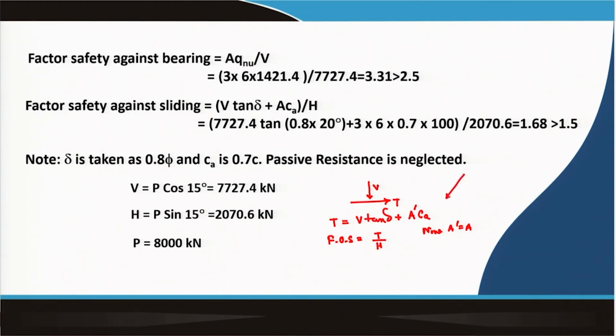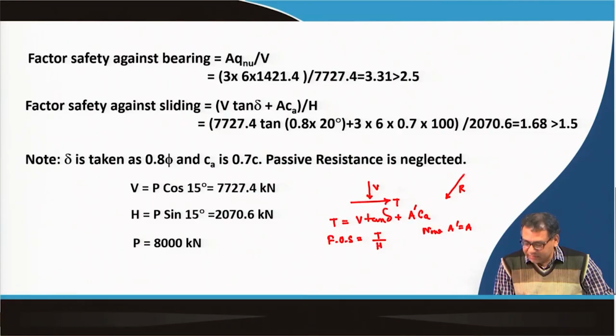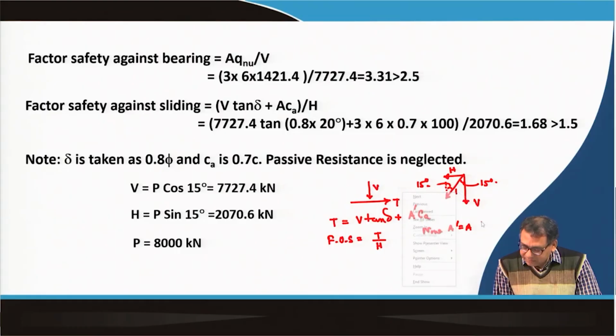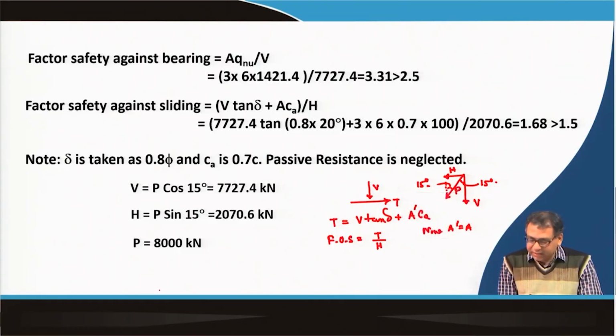Suppose this is my R and it has a horizontal component H and a vertical component V. So, this angle is 15 degree, which means this angle is also 15 degree. So, V will be P cos 15 degree, or if it is R. Here P is written, so you can write P also. If this is P, then the vertical component is P cos 15 degree and the horizontal component will be P sin 15 degree. And P is equal to 8000 kilonewton here.